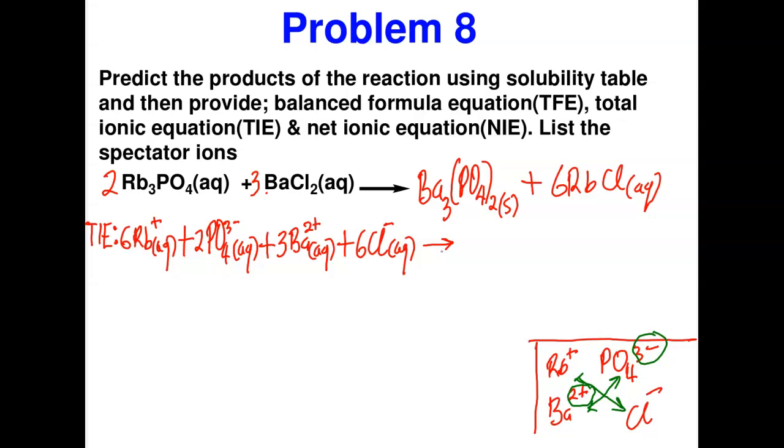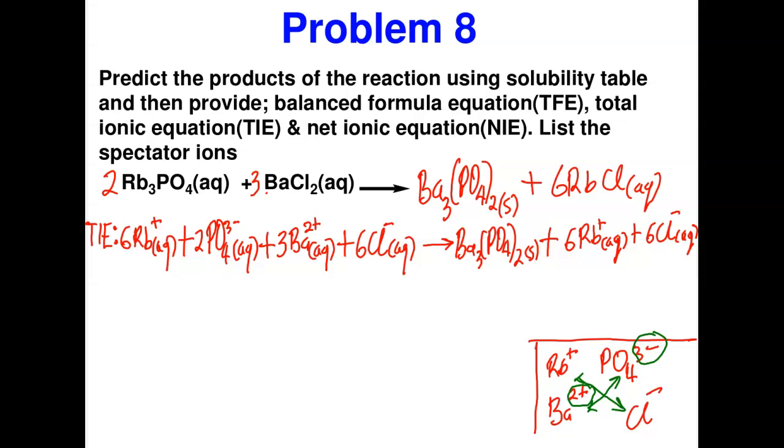Now we've gotten everything situated on the left side. What about on the right side? Remember again, the pure solids, liquids, and gases cannot be written in ionic form. So we're going to bring down our barium phosphate, Ba3(PO4)2 solid, plus our rubidium chloride. Of course, this is aqueous again, and there are 6 rubidium ions, so we're going to say 6 Rb+, again aqueous. Chloride is also 6 Cl-, again aqueous. Now, we've been able to situate all of them.